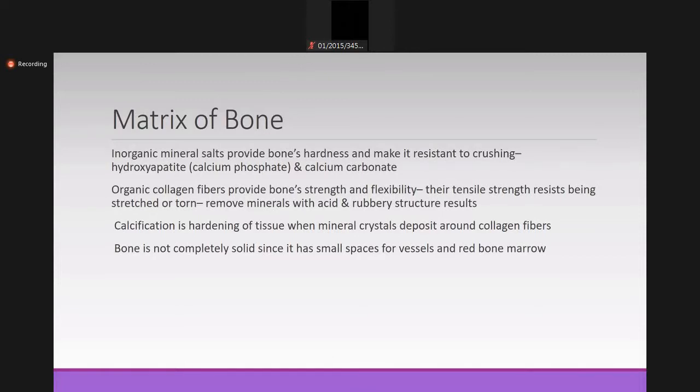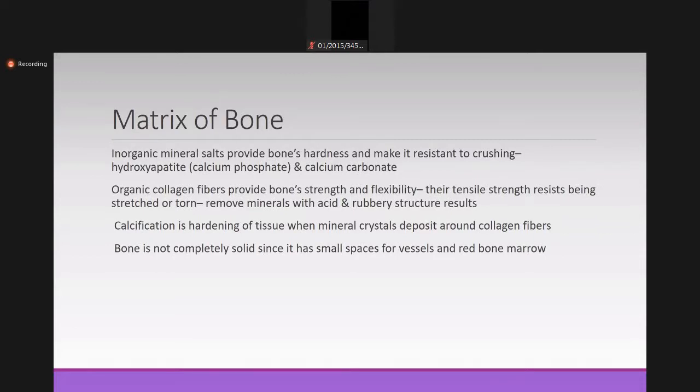The organic part is the collagen fibers, which provide the strength and the flexibility to the structure of the bone. The tensile strength resists being stretched or torn. And if the minerals, that is the inorganic part of the bone, are removed with treatment with acids, the remnant structure of the bone becomes rubbery. The calcification is the hardening of tissues when mineral crystals deposit around the collagen fibers.